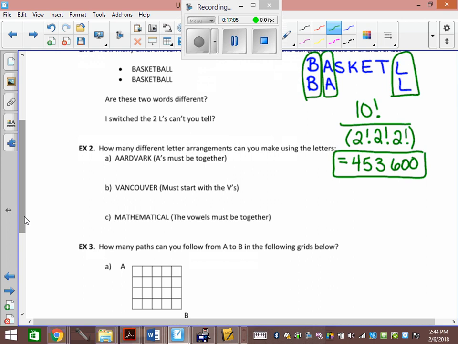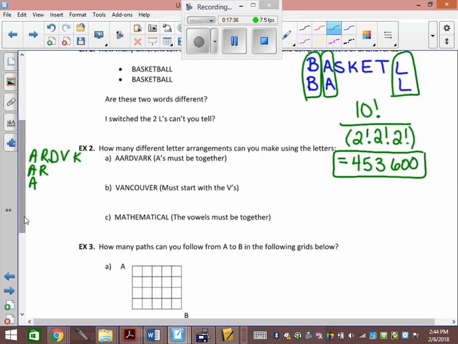Okay, we're going to look at aardvark. If they just wanted us to rearrange aardvark without any restrictions, we have A, R, D, V, A, R, K. Aardvark with no restrictions would be 1, 2, 3, 4, 5, 6, 7, 8. It'd be 8 factorial divided by 3 factorial, 2 factorial, correct? Without any restrictions, you do 8 factorial for the 8 letters divided by 3 factorial, 2 factorial.